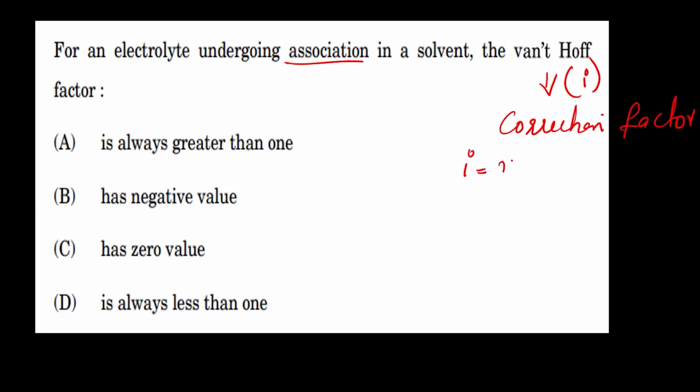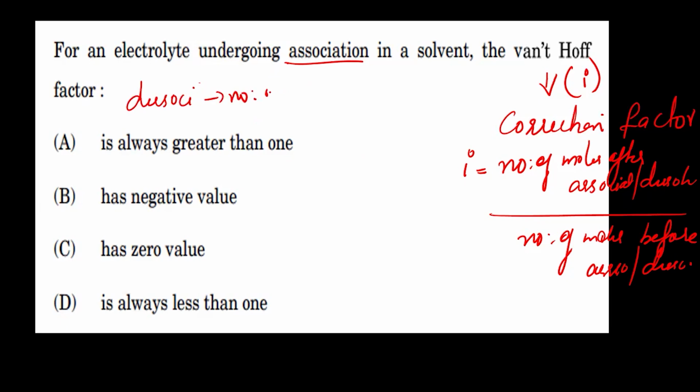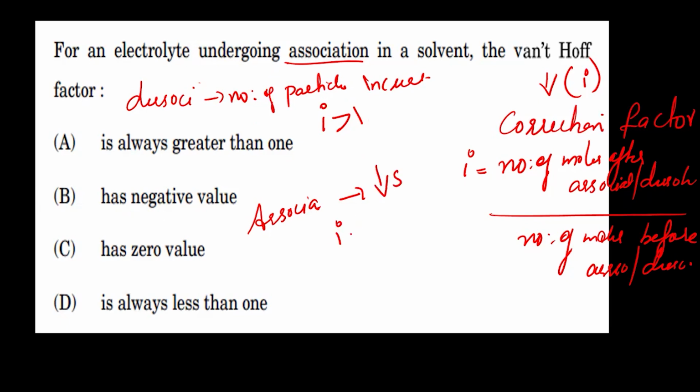i is equal to the number of moles after association or dissociation divided by the number of moles before association or dissociation. When a compound dissociates, what will happen? For a compound undergoing dissociation, the number of particles increases, right? So the i value will be greater than 1. And if it is association, the number of particles decreases and the i value will be less than 1.